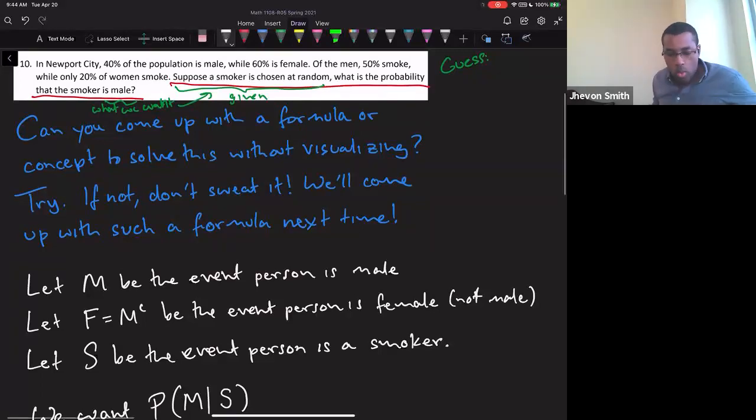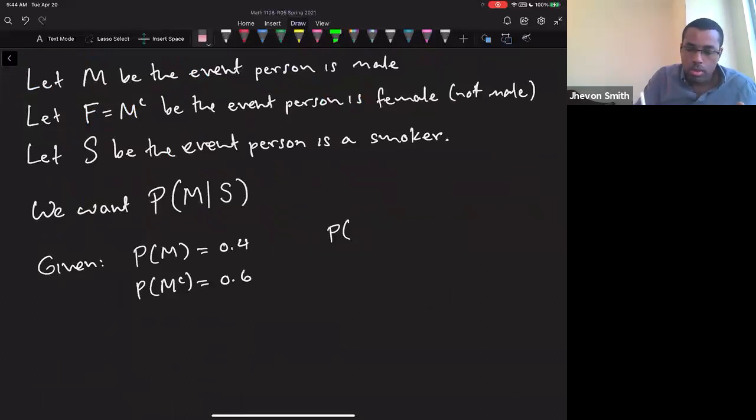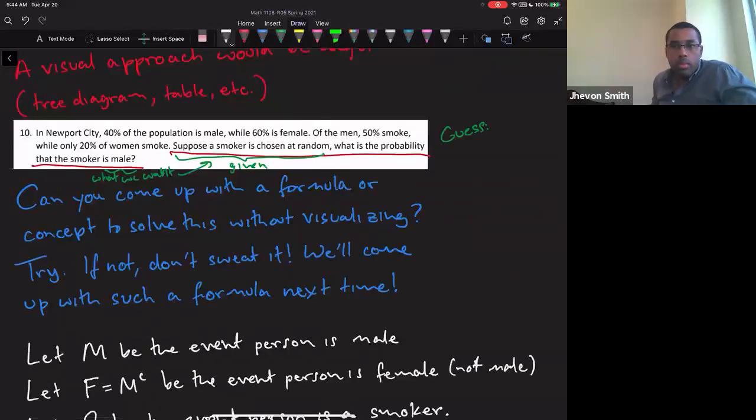How would I write that down in symbols? Like what was I just told in terms of a probability symbol? If I say of the men, 50% smoke, what probability did I just tell you? So I looked at all the men, and then I determined that 50% of all the men smoke. So what is that? Any guesses?